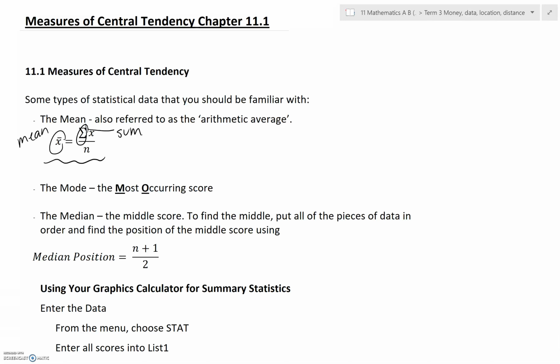To find that, everything has to be in order first, and then we can use this little formula, which you also need to learn, to find the median position. Now, please note that is not the median data item, it is the position where the data item is. So we'll do some examples with that.